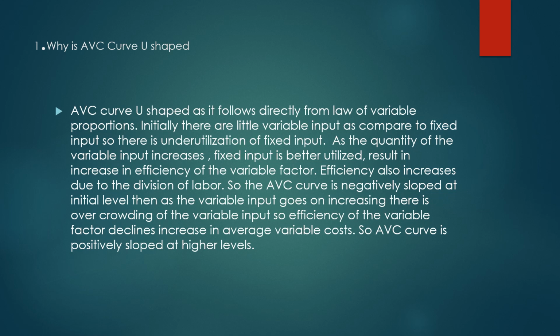That means if there is a decrease in the variable input, there will be an increase in the variable cost, and if there is an increase in the variable input, there will be a decrease in the variable cost. So we can say that initially the AVC curve is negatively sloped, and after that the AVC curve is positively sloped. Therefore it takes the formation of the U shape. So this is the reason why the AVC curve is U-shaped. Let's move on to the next question.